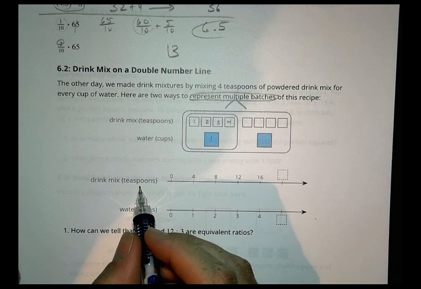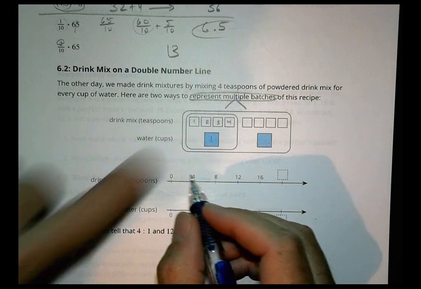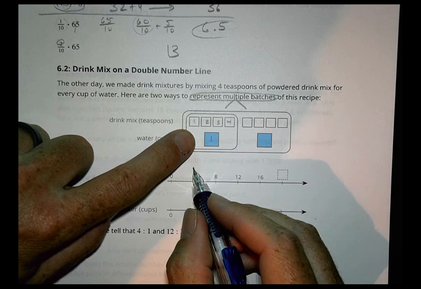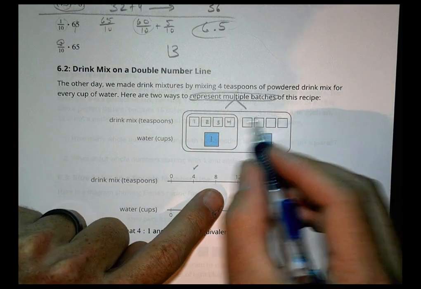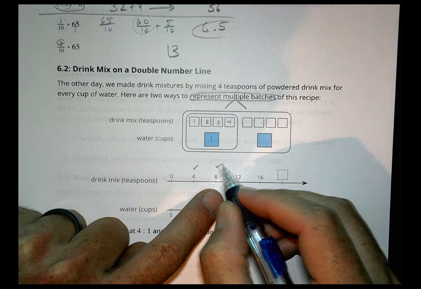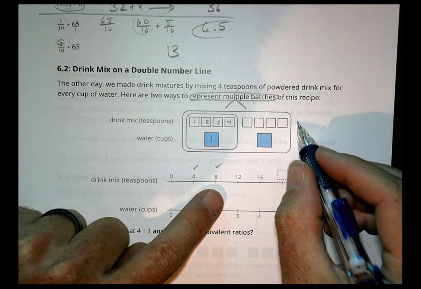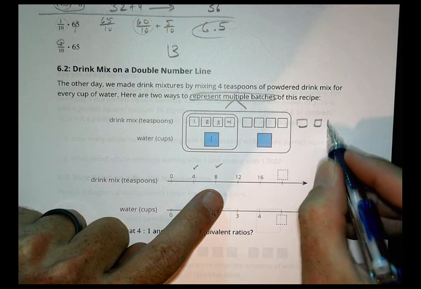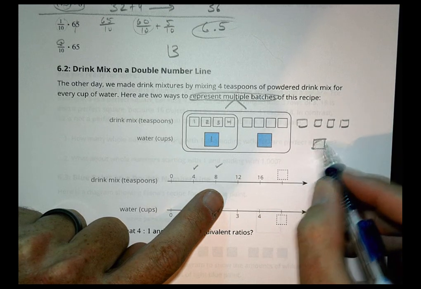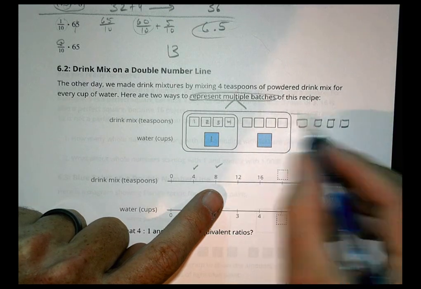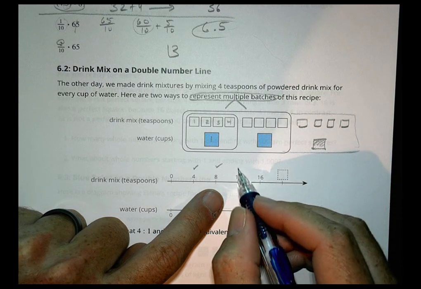We have a drink mix here, and we can see that our first batch of drink mix had 4 teaspoons. Our second batch, if we double the recipe, would have 8. And so every time I add another batch, what am I doing? I'm adding another 4 teaspoons of that and 1 teaspoon of water. So if I had a third batch, I'd end up with 12.